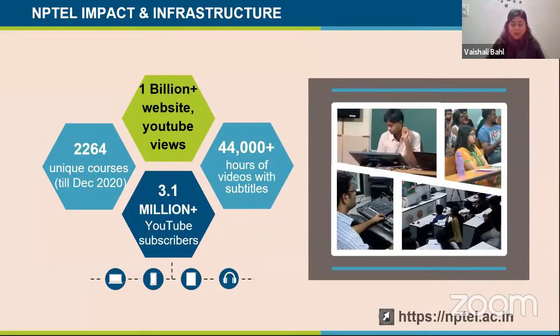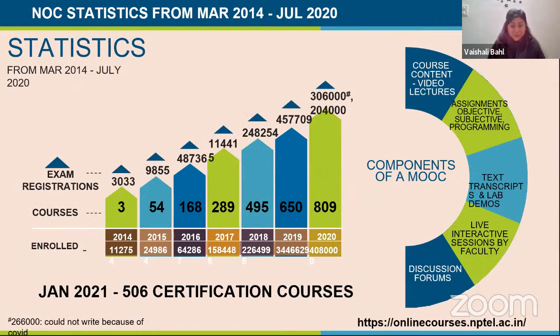Okay, moving ahead. The stats present on your screen right now are from March 2014 till July 2020. As you know, last year the pandemic hit, so we had the examinations in December 2020 for the whole year combined. We could not have it in July. So we had a very humble beginning. We started with 3 courses, and till 2020 we gave 809 courses for the examination. And the number of enrollments is soaring from 11,000 to 40 lakh, as you can see on your screen.